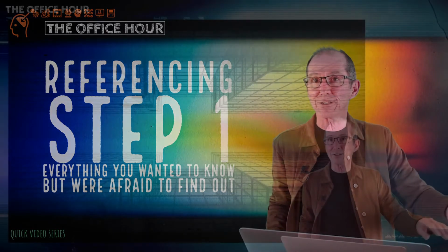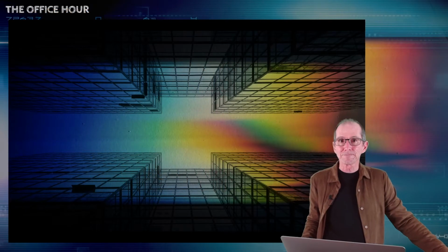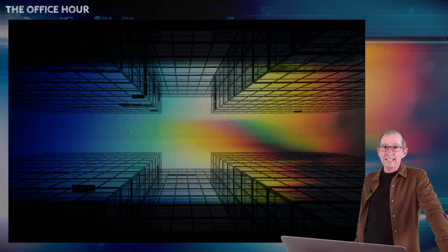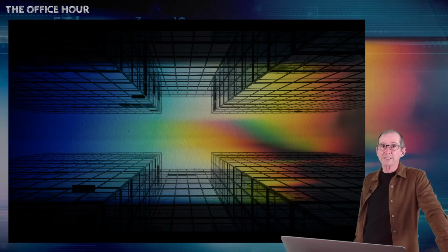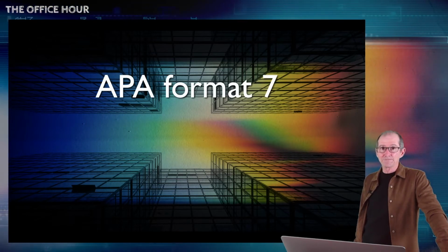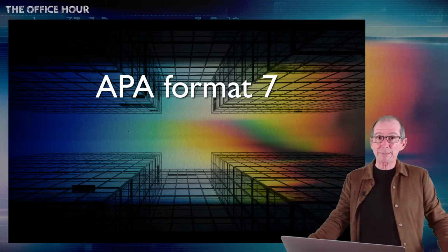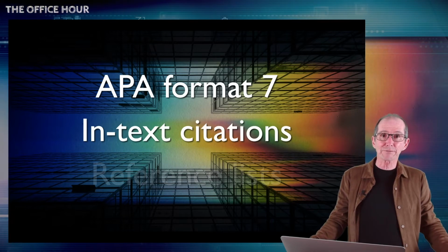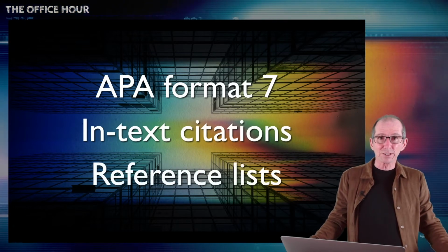I'm going to share my desktop with you now. So there are many different referencing styles. At AUT, most courses use the APA reference style, in particular Format 7. And there are 2 components in the APA referencing style: in-text citations and the corresponding reference list. And it works like this.